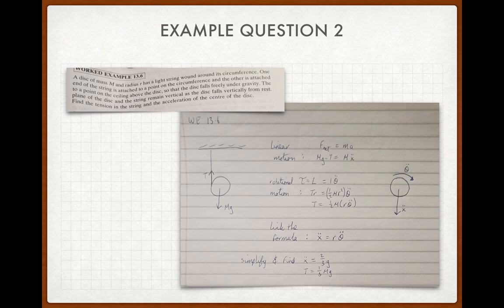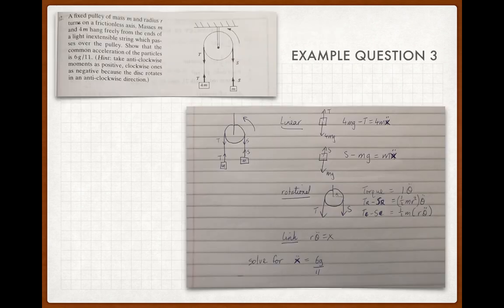So I get T is equal to a half m x double dot. I have mg minus T is equal to m x double dot. I can sub in the T value that I get from the rotational section into the linear section and simplify it, and you get the two answers there. You should be able to do that yourself. If you have any doubts, please do it.